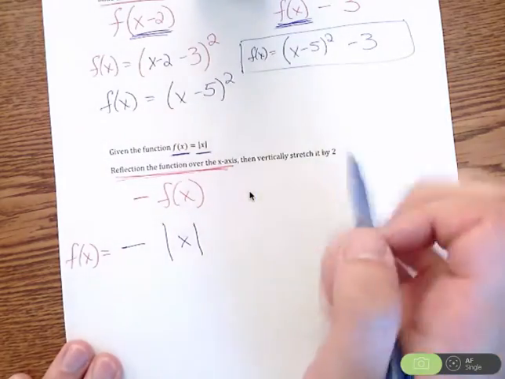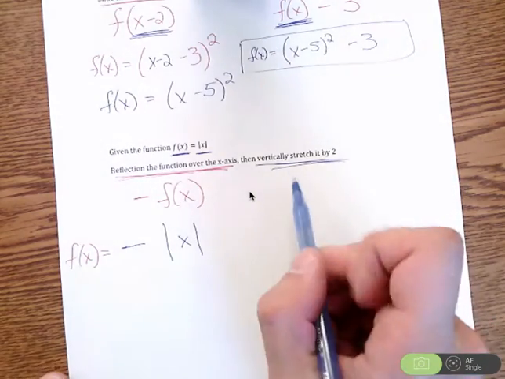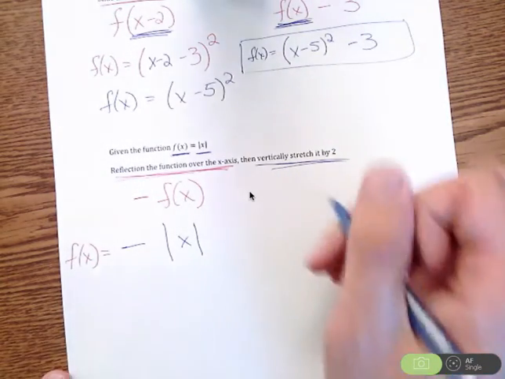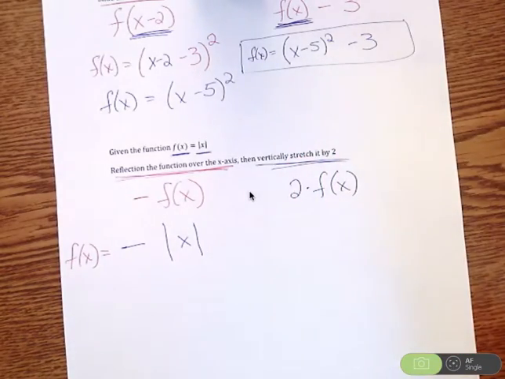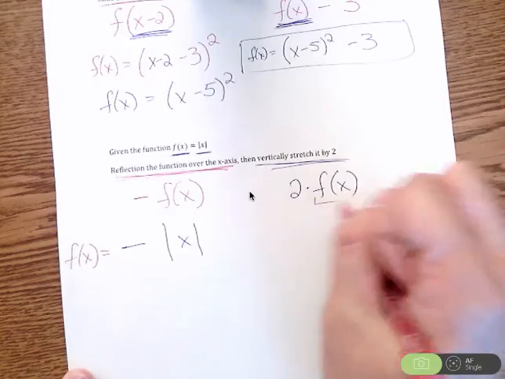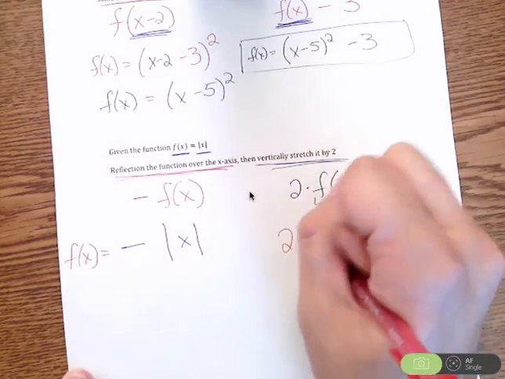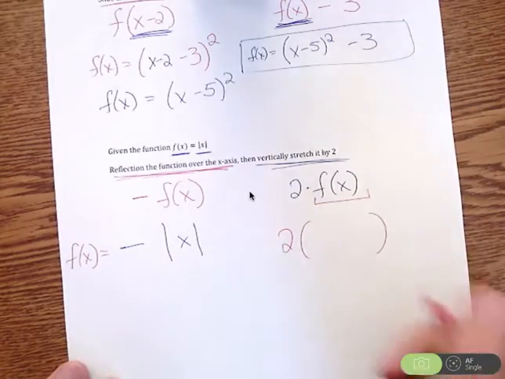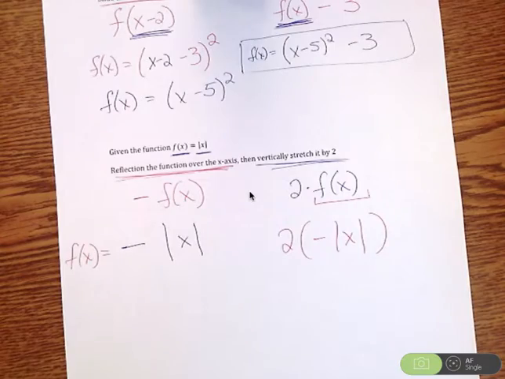The next step is I want to vertically stretch this by 2. So thinking back to the basic transformations of a, h, and k, I know if I want to do a vertical stretch by 2, I'm going to do 2 times f of x. So I'm putting a 2 in place of a. So what I'm going to do is I'm going to take my new f of x function, and I'm going to plug it in for f of x. So I have 2, and then since I'm substituting, I'm going to plug it in negative absolute value of x.